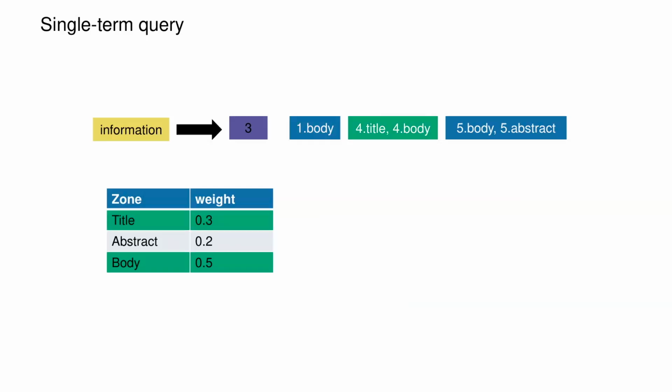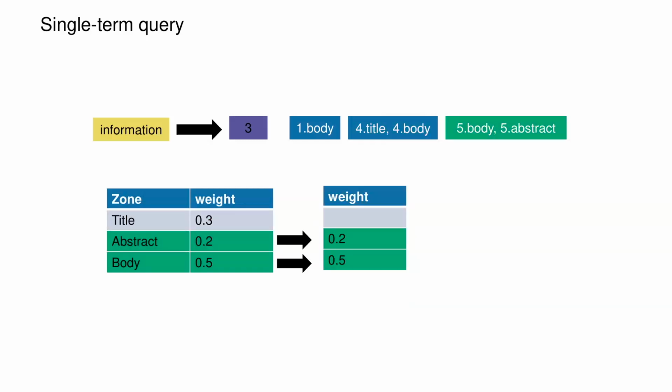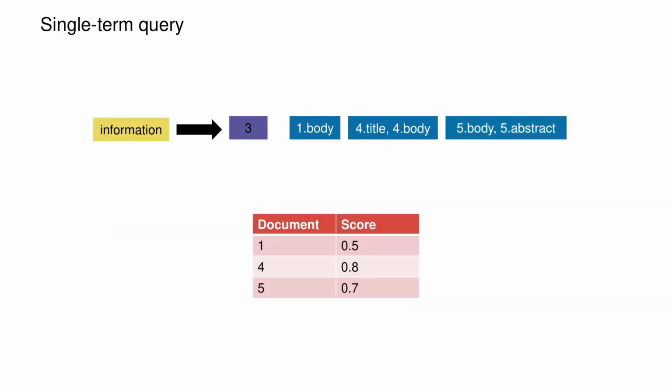If we do the same for document 4, for which information is in title and body, then we add 0.3 and 0.5 because 0.2 would be multiplied with 0 because information is not in the abstract, which gives us a total of 0.8. And finally, if we do it for body and abstract, then we are going to end up with 0.2 plus 0.5, because 0.3 is going to be multiplied with 0 because information is not in the title, and that gives us a score of 0.7. Now, if we get the scores for every document, which we've just computed, then we need to rank them and sort by score, and the best result is document 4 with a score of 0.8, then document 5 with 0.7, and document 1 with a score of 0.5.